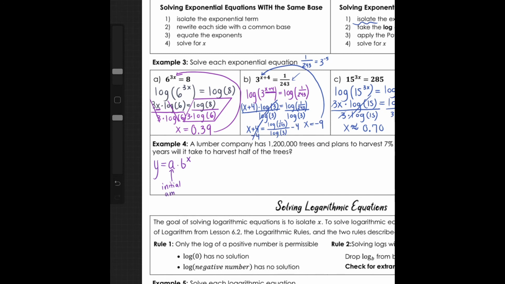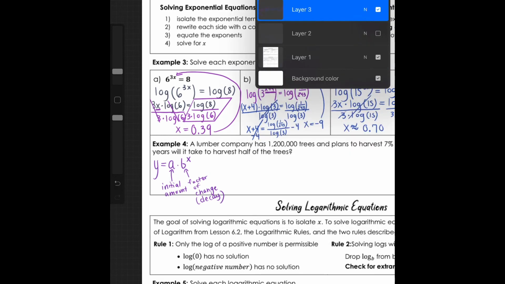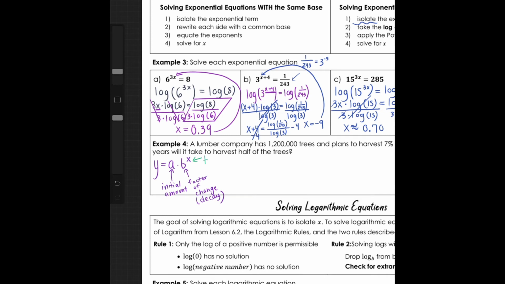And this is going to model an exponential function, y equals a times b to the x, where a is the initial amount, b is the factor of change, and in this case, it's decay specifically, because the amount of trees is going down. And now we have to figure out what each of these variables represent, right? So the x is time in our case, in years. And our factor of change, well, we'll do that after.